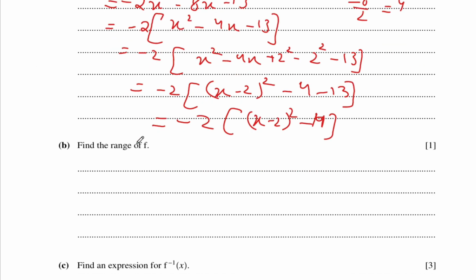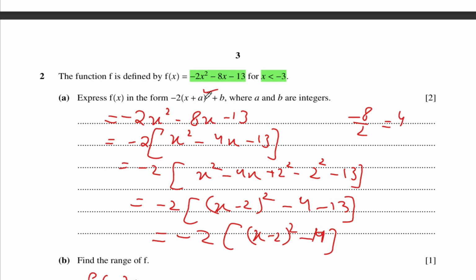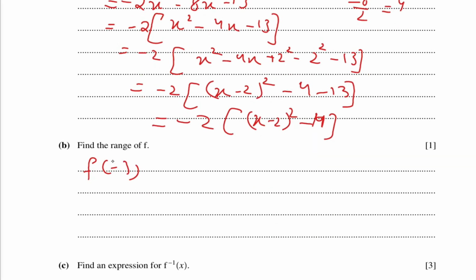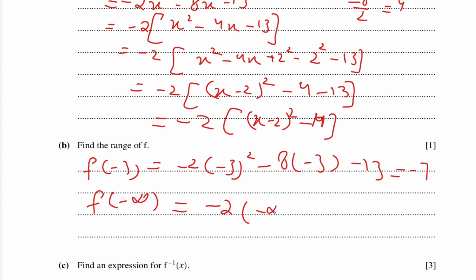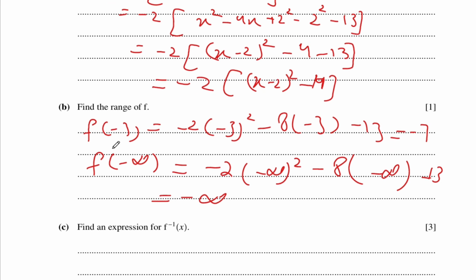Now find the range of f. It's our second part, and now we are going to calculate the range. For the range we first have to find f(−3), because we said that x is less than −3. By putting −3 in our expression, −2(−3)² − 8(−3) − 13, we get −7. By putting minus infinity we get −2(−∞)² − 8(−∞) − 13, which is minus infinity. So now we can say the range of f(x) is less than −7.